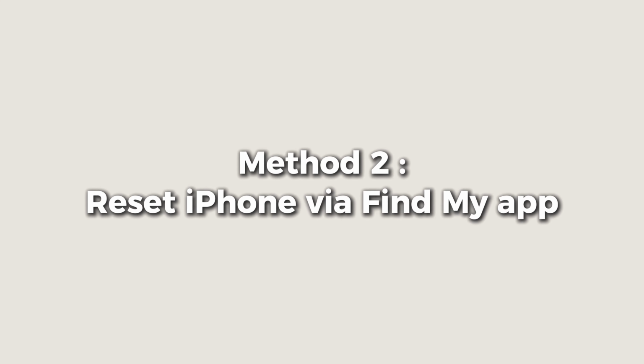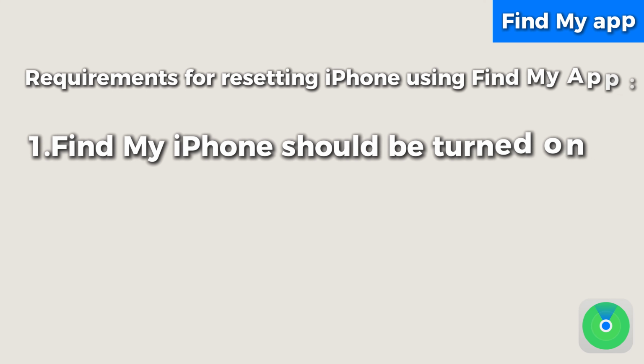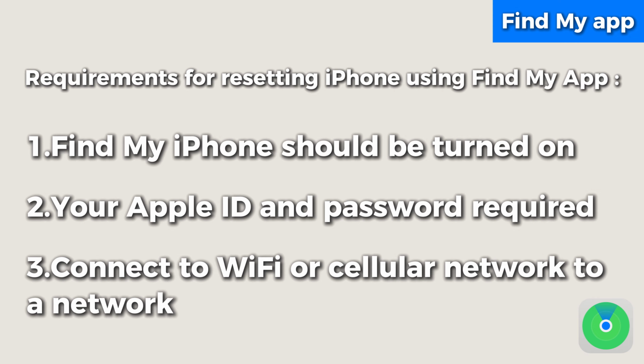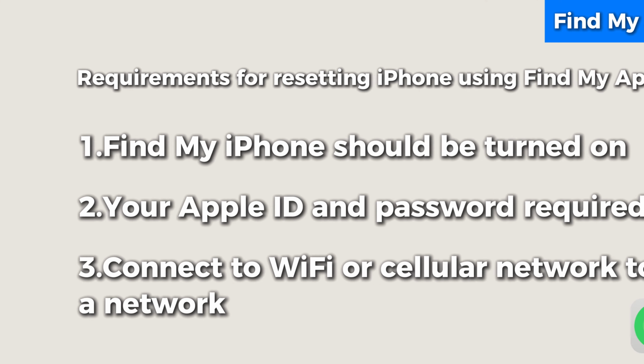Method 2. Reset iPhone via Find My app. You can use the Find My app to reset your iPhone. There are also some demands to reset your iPhone with the Find My app. The Find My iPhone feature should be opened on your locked iPhone. Another iOS device is a must-have. Whether it's an iPhone or iPad, your Apple ID and password are needed to get access to your iPhone. The locked device should be connected to a Wi-Fi or cellular network.